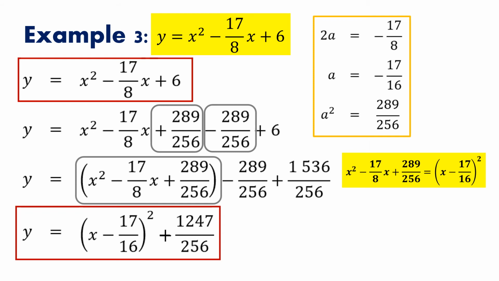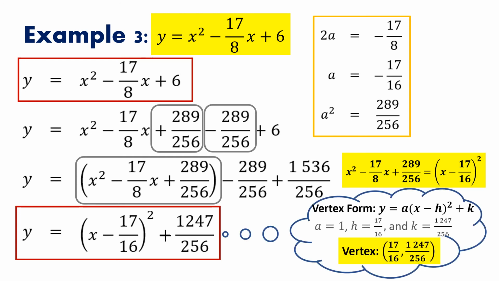plus 1,247 all over 256. This equation is in vertex form. Note that a is equal to 1, h is equal to 17 over 16, and k is equal to 1,247 all over 256. The vertex is the point 17 over 16 and 1,247 all over 256.